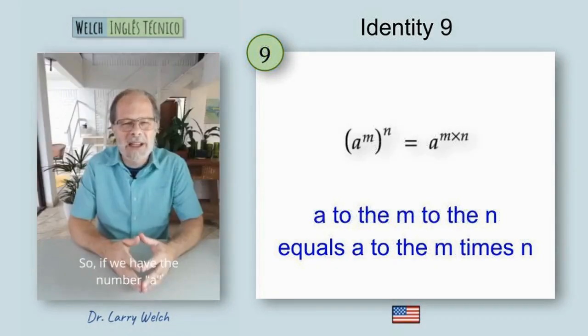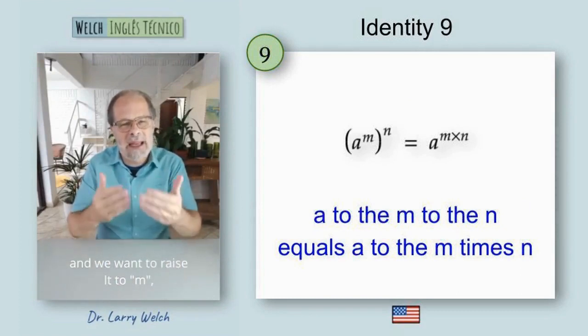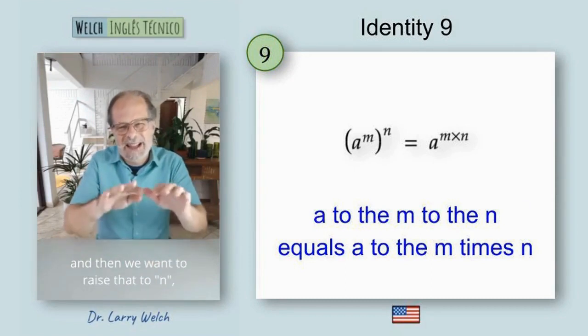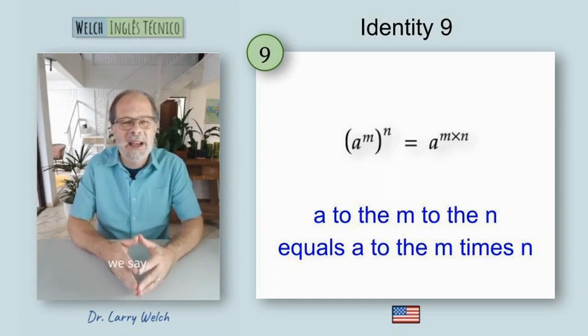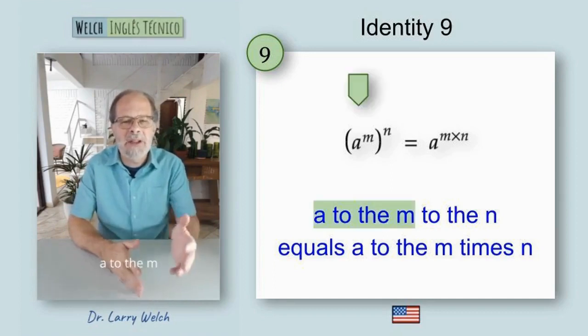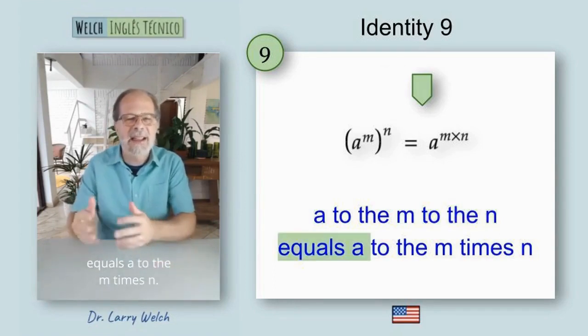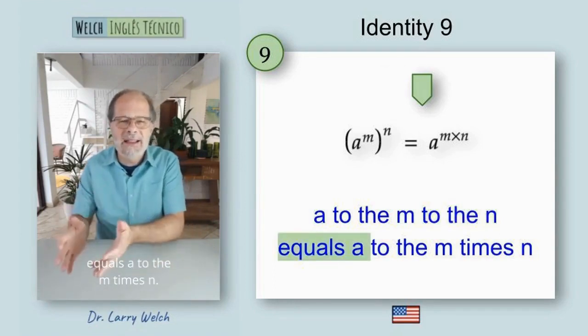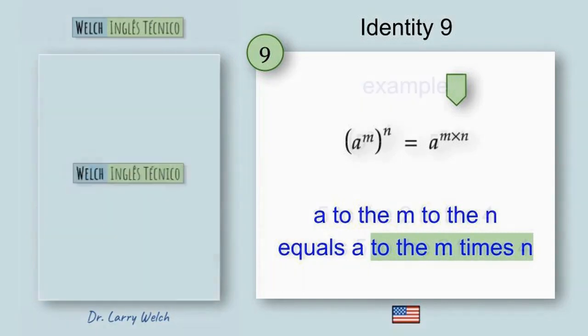So if we have the number a and we want to raise it to m, and then we want to raise that to n, we say a to the m to the n equals a to the m times n.